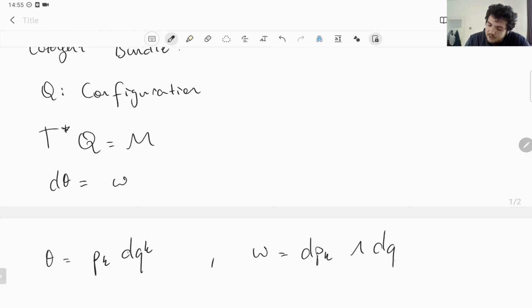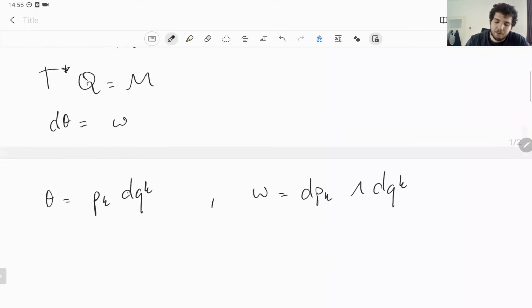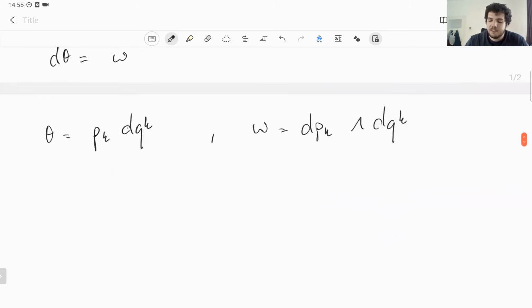So it clearly satisfies our first definitions that we gave about our symplectic manifold, and the fact that this atlas, this mapping exists, is also known as the Darboux theorem.